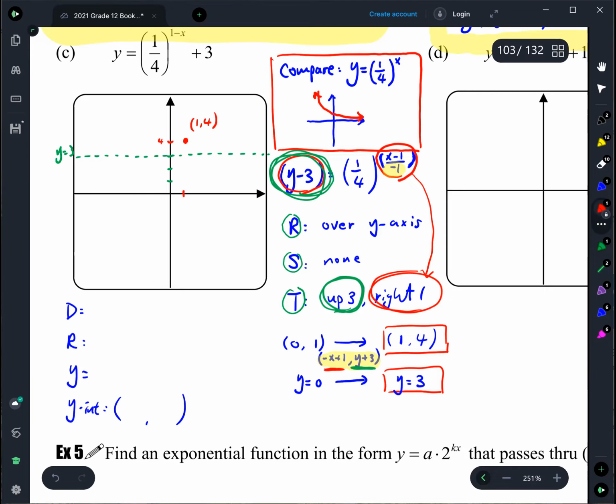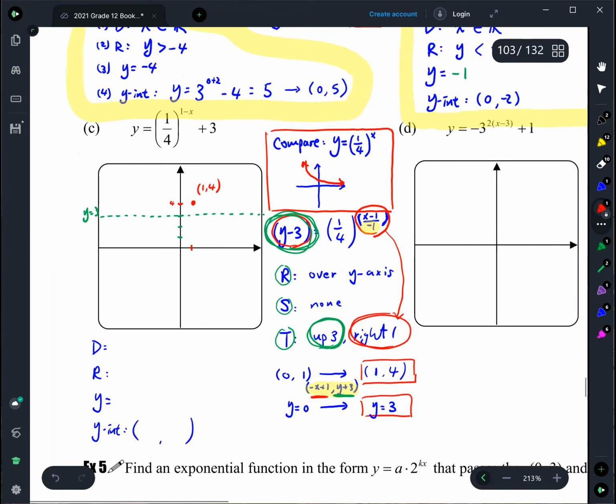Okay, so now we need to know how does it curve? It started with decreasing, right? But then there's a reflection. Okay, so where does it curve now? Okay, so please raise your hand if you finish the sketch.